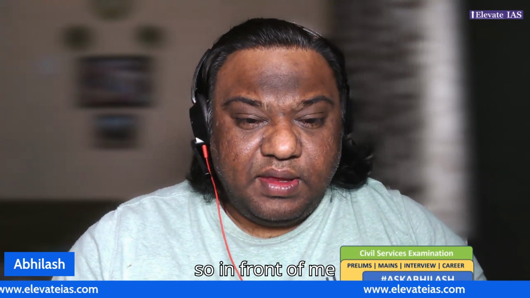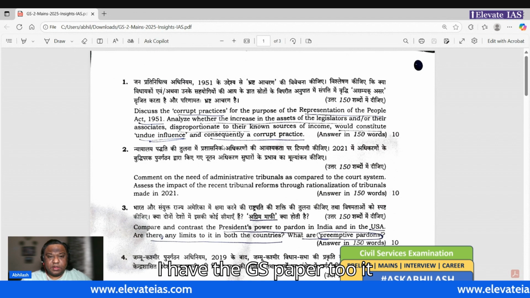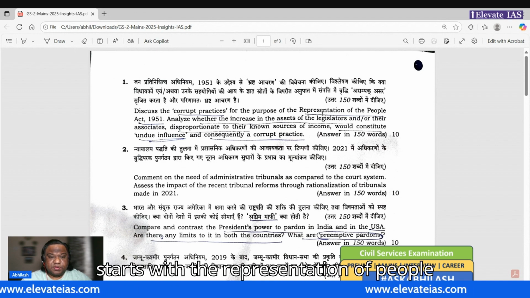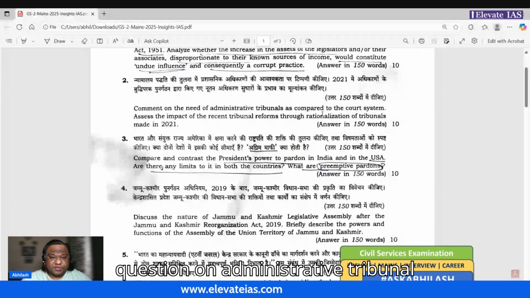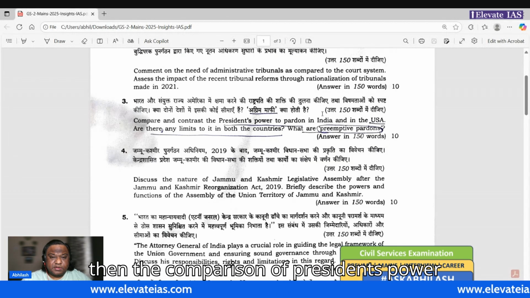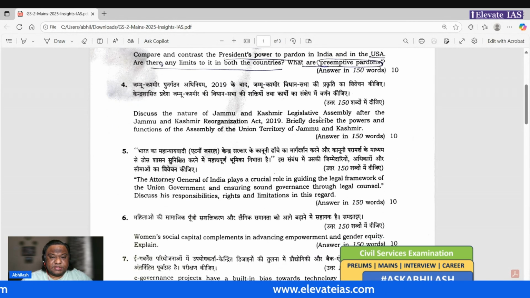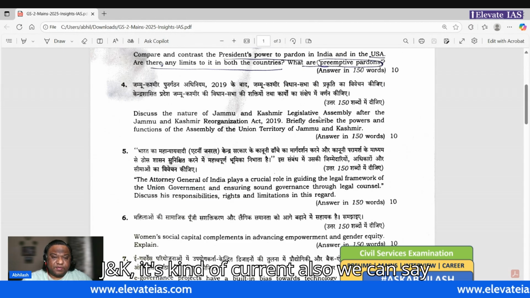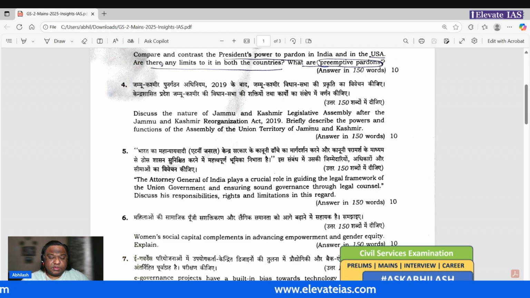In front of me I have the GS paper 2. It starts with a question on the Representation of the People Act. Then there is a question on administrative tribunals. Then a comparison of the president's powers in India and the US. And then with J&K, it's kind of current also: what is the nature of its assembly now?